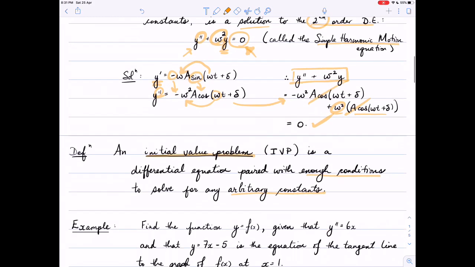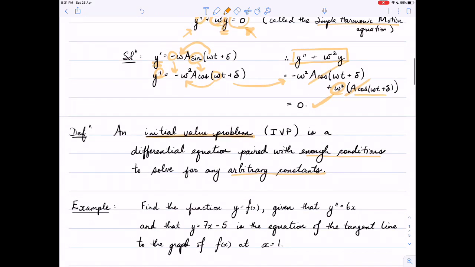So we've done an example very similar to this in the past, so let's refresh our memories on how we solved this kind of IVP. So here's an example. Let us find an unknown function, y equals f of x, given that y double prime is equal to 6x. So this is a very rudimentary differential equation, and it's an equation which involves the second derivative of an unknown function f, right? Although we didn't call it a DE at the time, this is a differential equation.